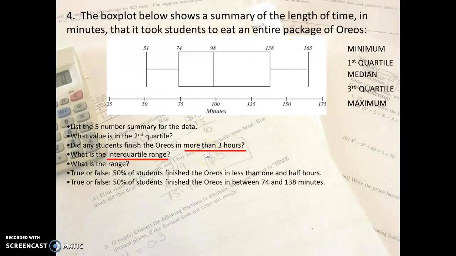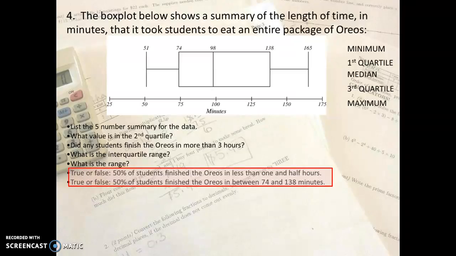Interquartile range, that is between the first and third quartile. So you just have to do a subtraction. How many numbers are between those two numbers? Range is a fancy word for maximum minus minimum.